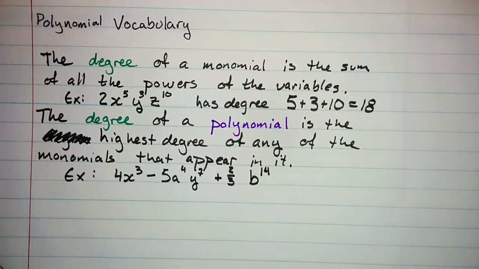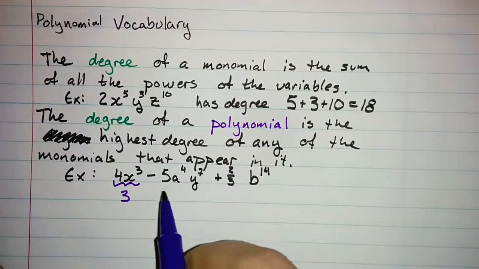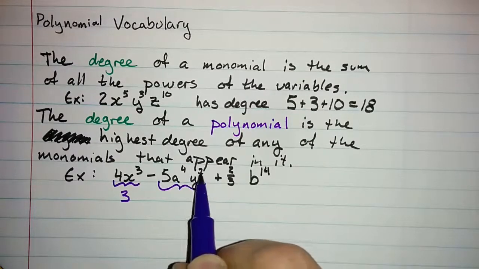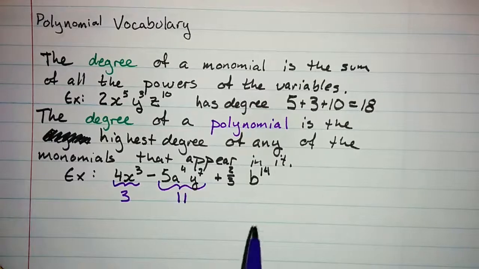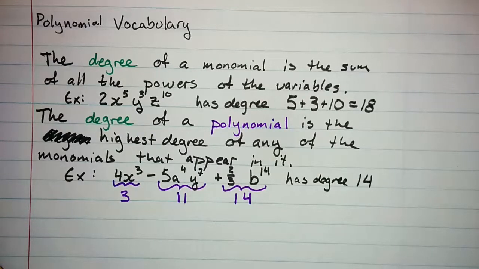The degree of a polynomial is the highest degree of any of the monomials that appear in it. So for example, in this polynomial, we see this monomial has degree 3. This monomial has degree 4 plus 7 is 11. And this monomial has degree 14. The largest degree is 14. So the degree of the entire polynomial is 14.